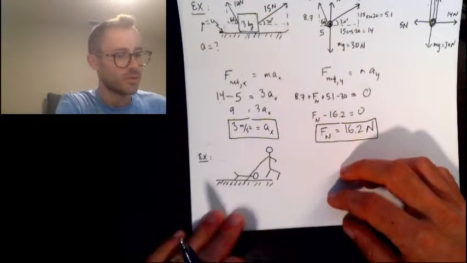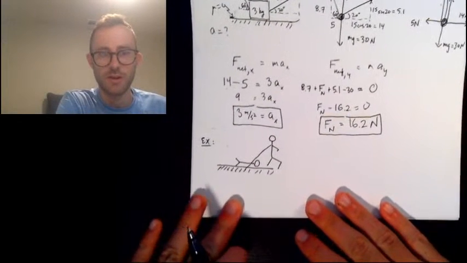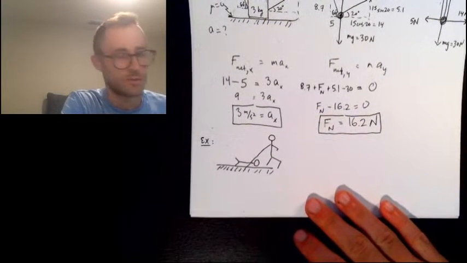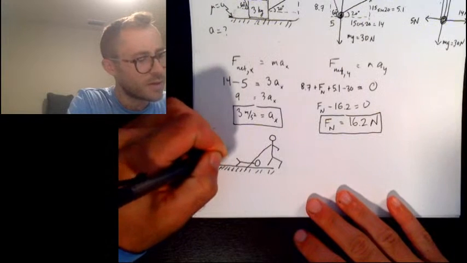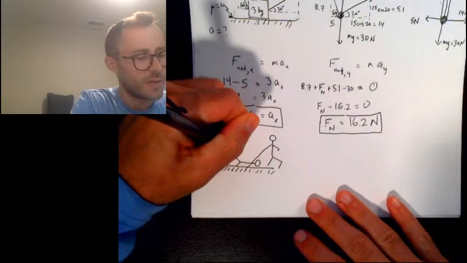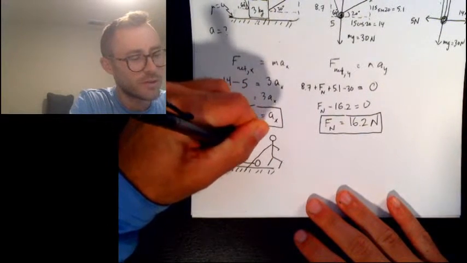Okay? Similar situation, only this parent is very aggressive and is going to drag their child. The child has a mass of 20 kilograms.